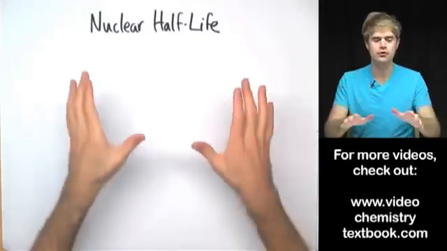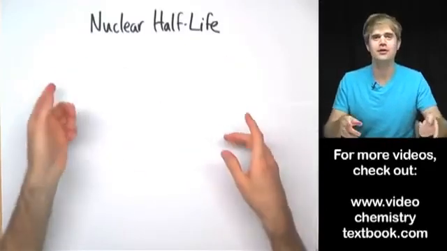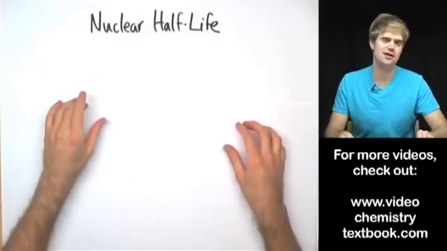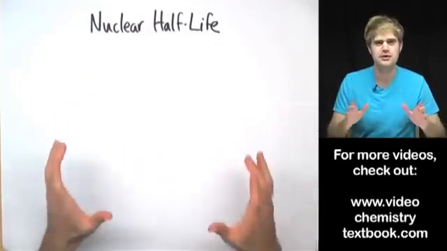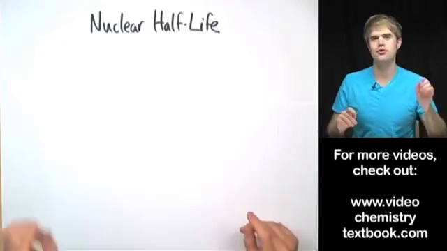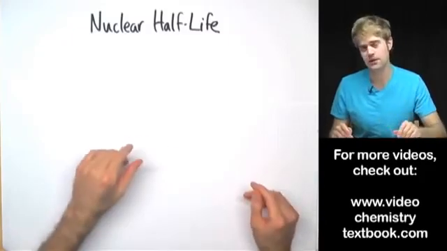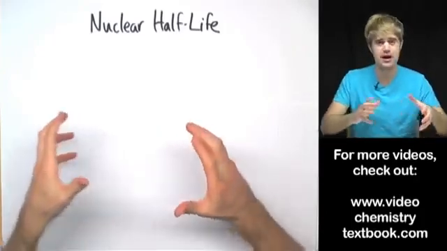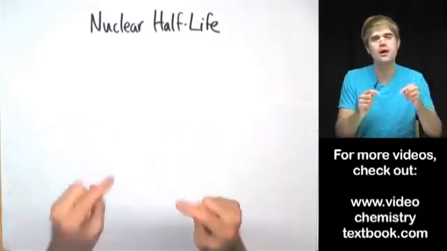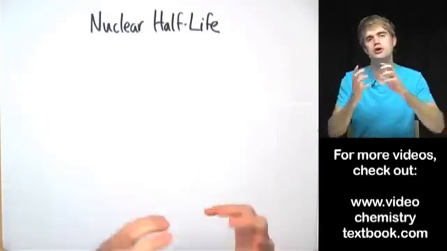We're going to talk about nuclear half-life, and then we're going to do some practice math problems on this stuff. So, nuclear half-life tells us how long it takes for nuclear processes to occur. A nuclear process is one where the number of protons and neutrons in an atom's nucleus changes.